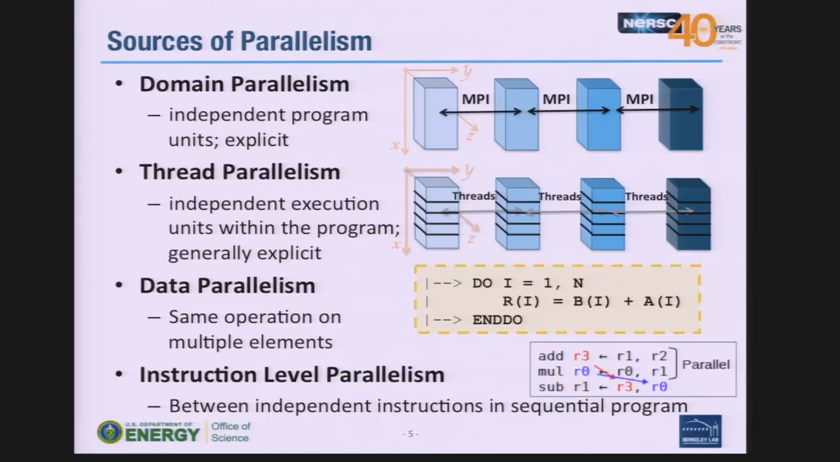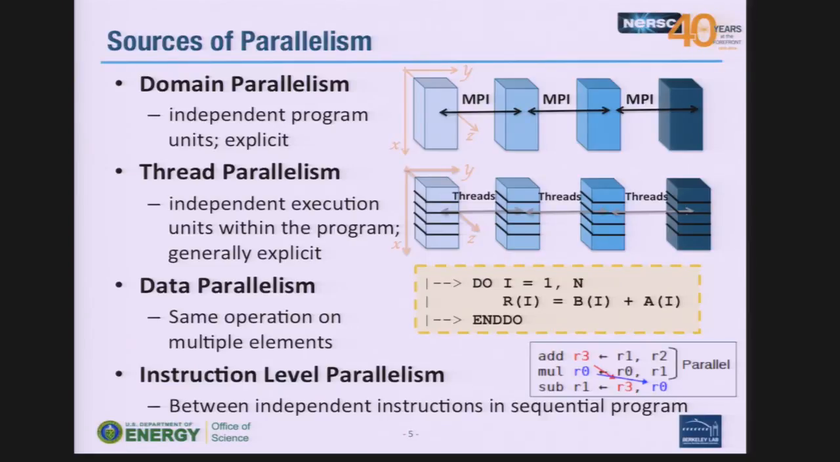And so what we'll look at is how you can take this loop and the compiler, if you have a longer vector unit, can compute many of these elements at once. And then finally, I'll talk a little bit about instruction-level parallelism.